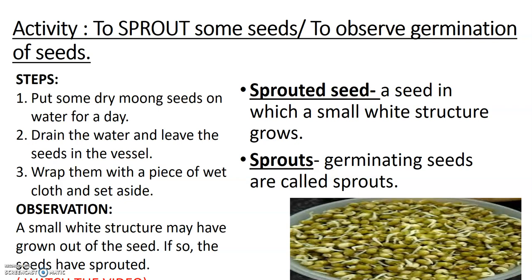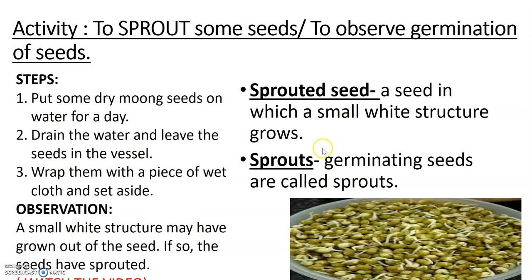This is an activity to show how sprouts are formed, or you can say to observe the germination of a seed. You just have to take some moong seeds and you have to overnight put it in the water. After around 6 to 10 hours of soaking, you will take out the seeds and you will keep it in the vessel wrapped in a wet piece of cloth. So maybe after 3-4 hours you will be able to see small white structure growing out of the seed, which is called a sprouted seed.